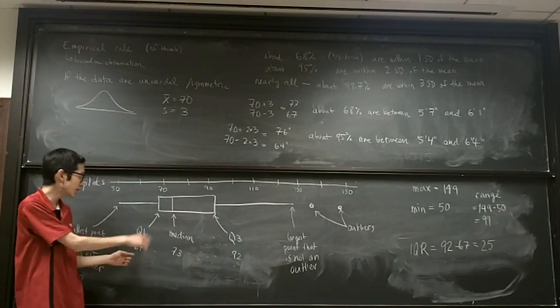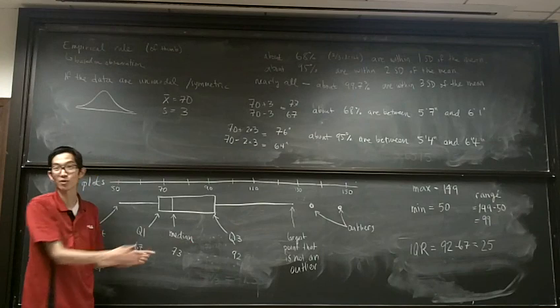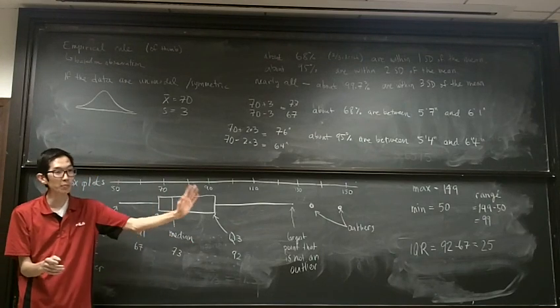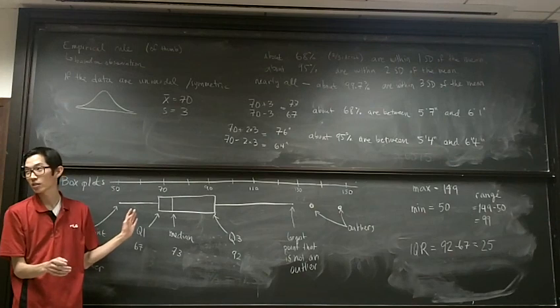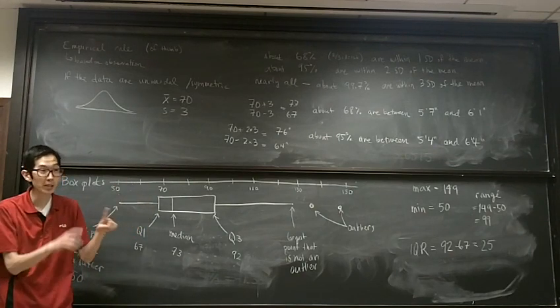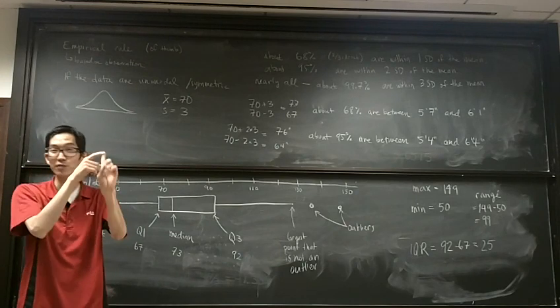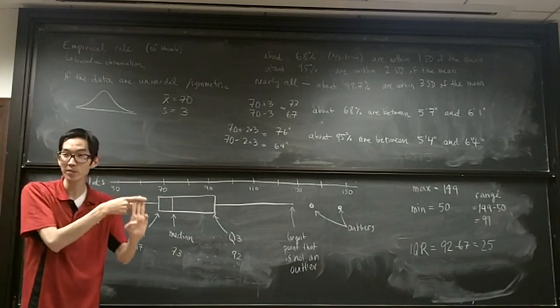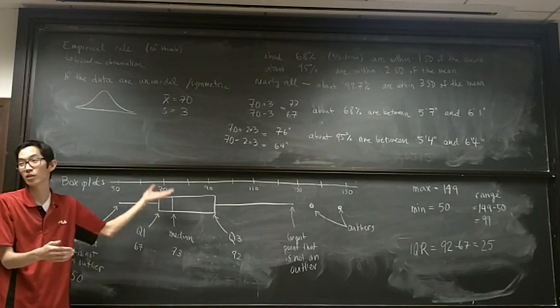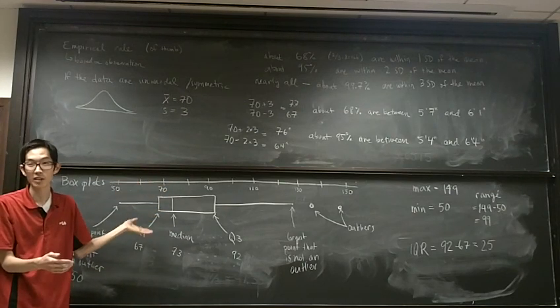25%. What percentage is between 67 and 92? 50%, okay? So you should be able to look at a box plot and report things like that, okay? Because you just got to know the definitions of Q1, the median, Q3, what those mean, and you got to be able to go back and forth between the numbers and a box plot and all of that, okay?